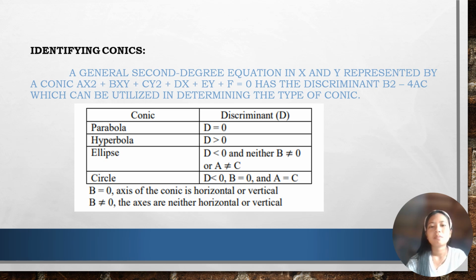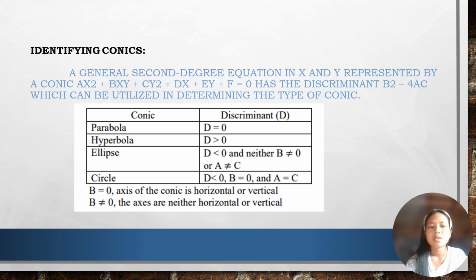The discriminant for parabola is D equals 0. Always remember that the discriminant of parabola is D equals 0. The discriminant for hyperbola is D greater than 0. For ellipse, D is less than 0, and either b is not equal to 0 or a is not equal to c. For the discriminant for circle, D is less than 0, and b is equal to 0 and a is equal to c.